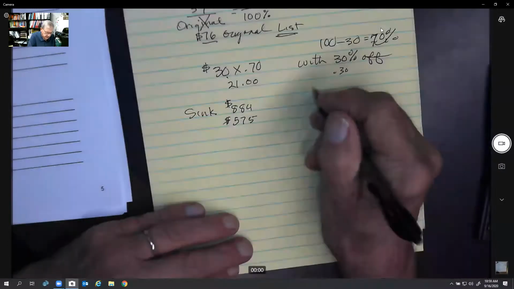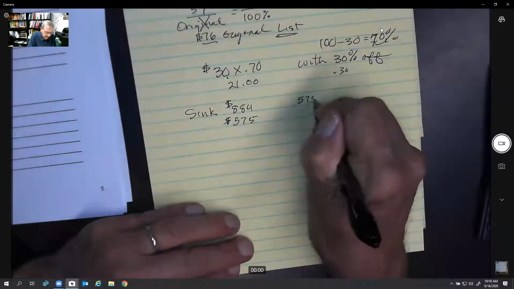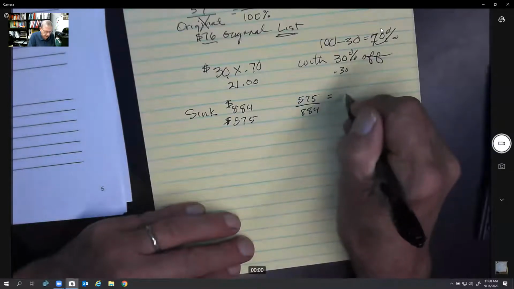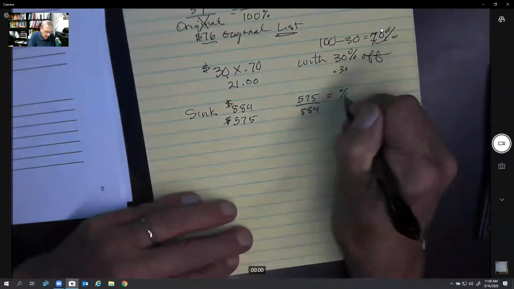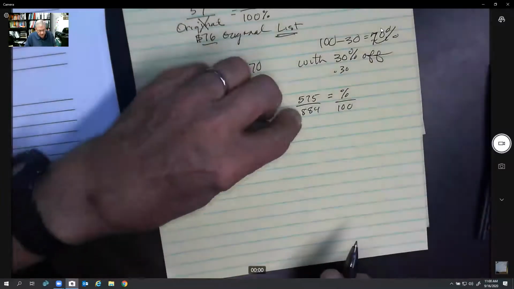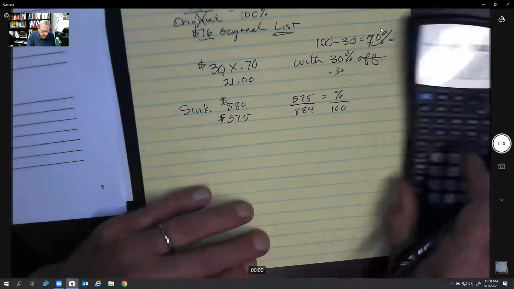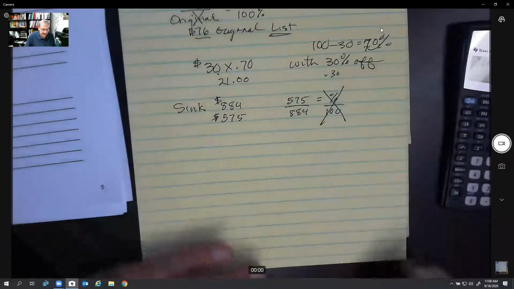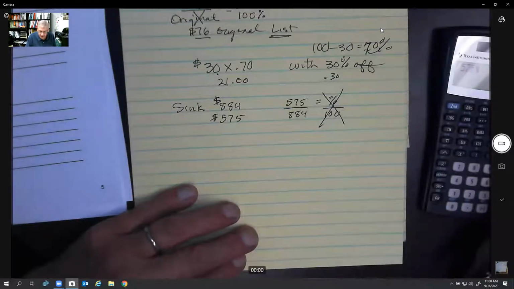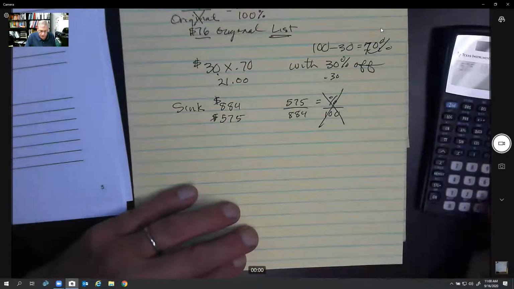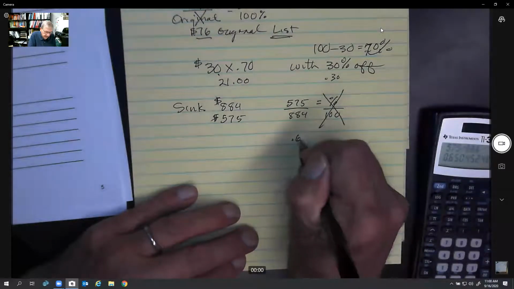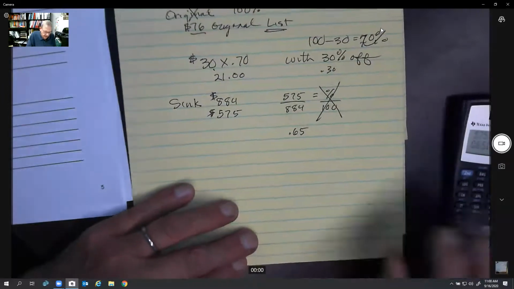Well, this one's pretty easy because you're just going to put 575 over 884, and that should give you the discount, the percent, over 100. So this probably would be a little bit easier. Now, you could have just divided these. It's a fraction. You could eliminate this and just say, okay, this is 575 divided by 884. And that comes out to about 0.65. And then all you have to do is change that to a percent.